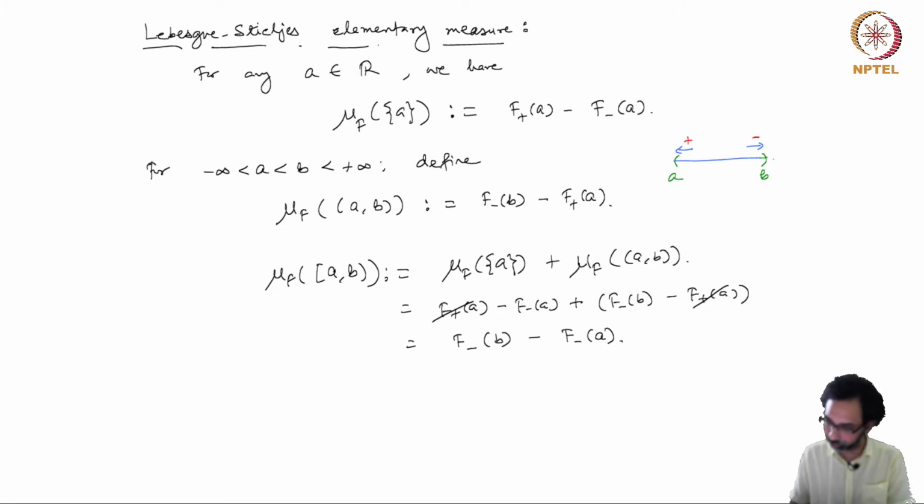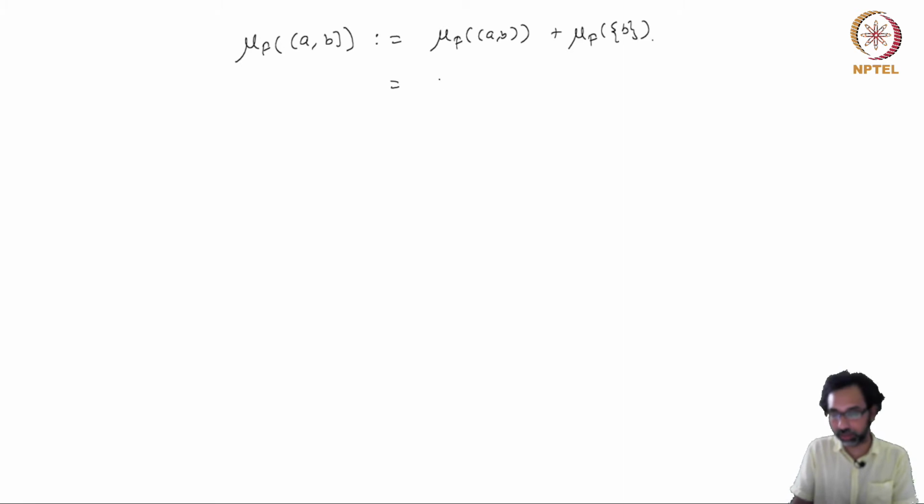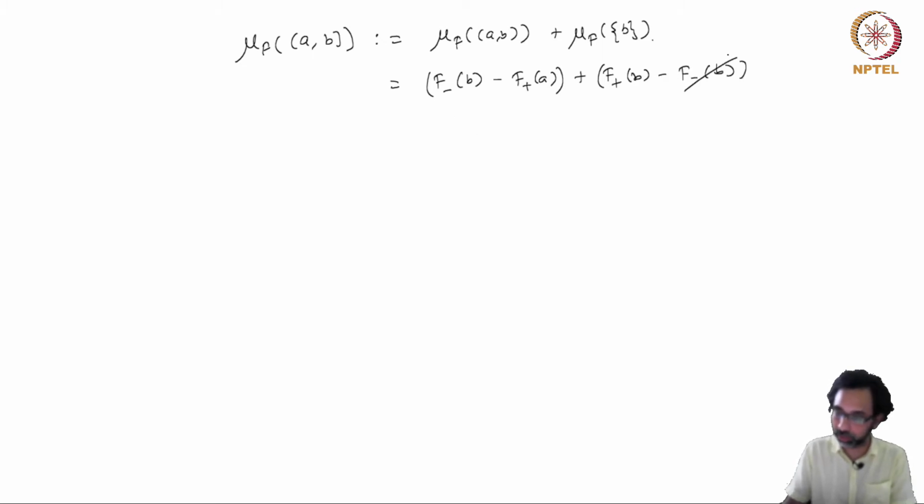Similarly, we can do it for other cases. Mu f of (a, b], with the endpoint b included, is going to be mu f of (a, b) plus mu f of the singleton set b, and this is again f minus b minus f plus a plus f plus b minus f minus b, and then f minus b and f minus b cancel out, so you get f plus b minus f plus a.